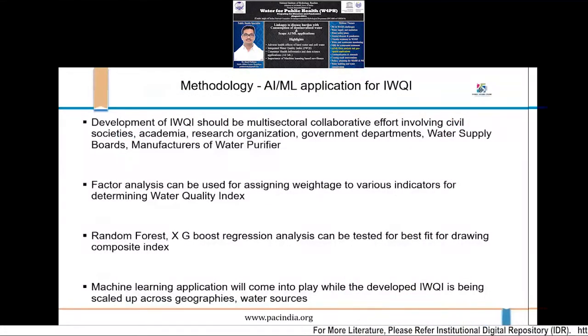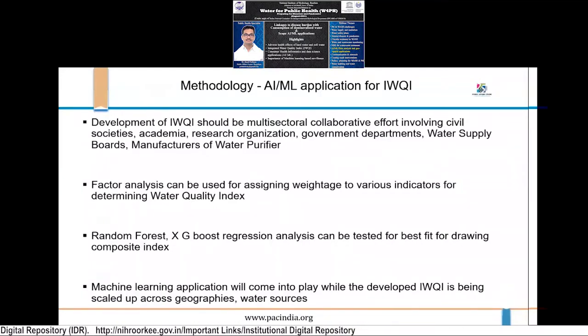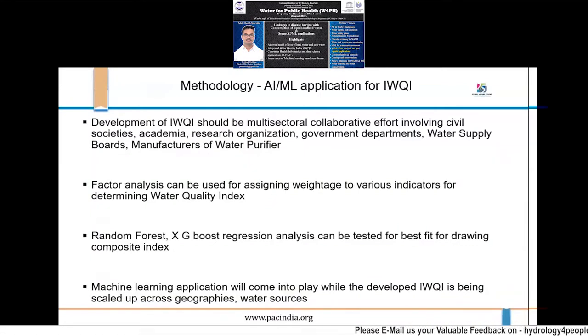However, the work should not be in silos, and it requires a multi-sector collaborative effort. There needs to be a campaign of awareness about the side effects of using demineralized water for drinking, and there should be a collaborative effort between multiple government and non-government bodies, academia, even manufacturers of water purifiers, so that this water index is helpful across the whole spectrum. That should be the approach while we develop this index.